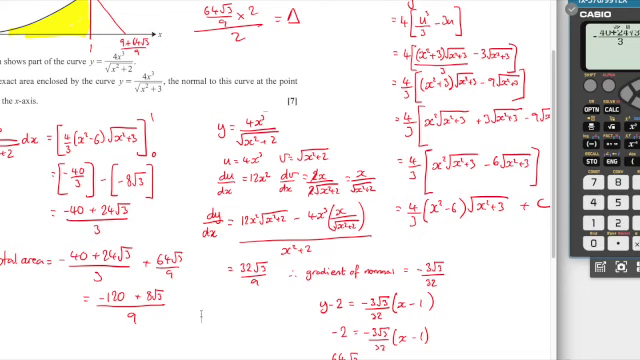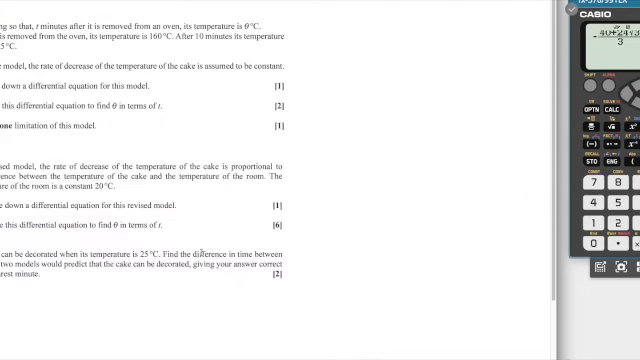Right, last question. A cake is cooling so that T minutes after it is removed from an oven, its temperature is theta degrees C. When the cake is removed from the oven, its temperature is 160. After 10 minutes, its temperature has fallen to 125. In a simple model, the rate of decrease of the temperature is assumed to be constant. Write down a differential equation of this.